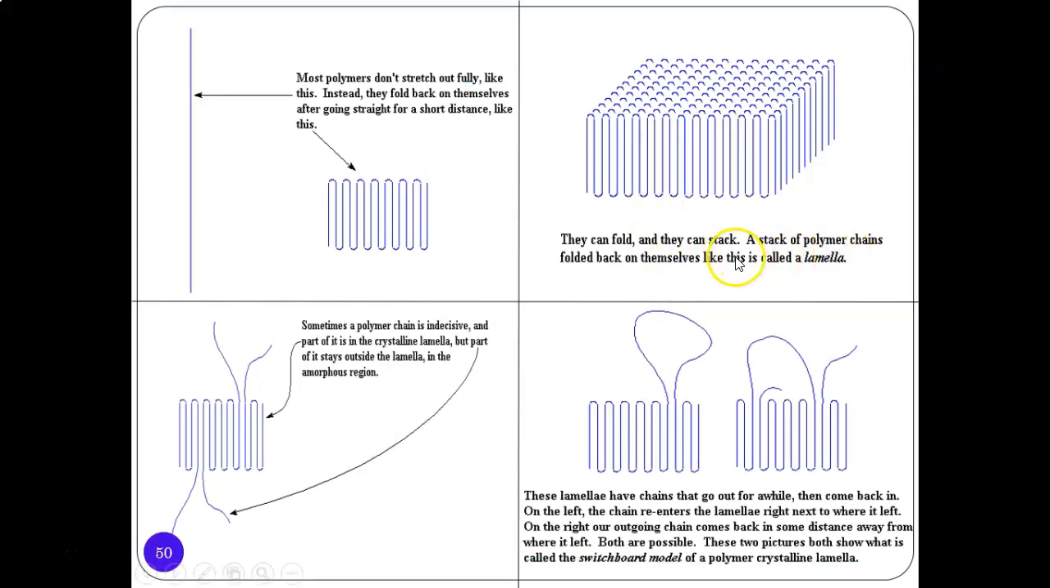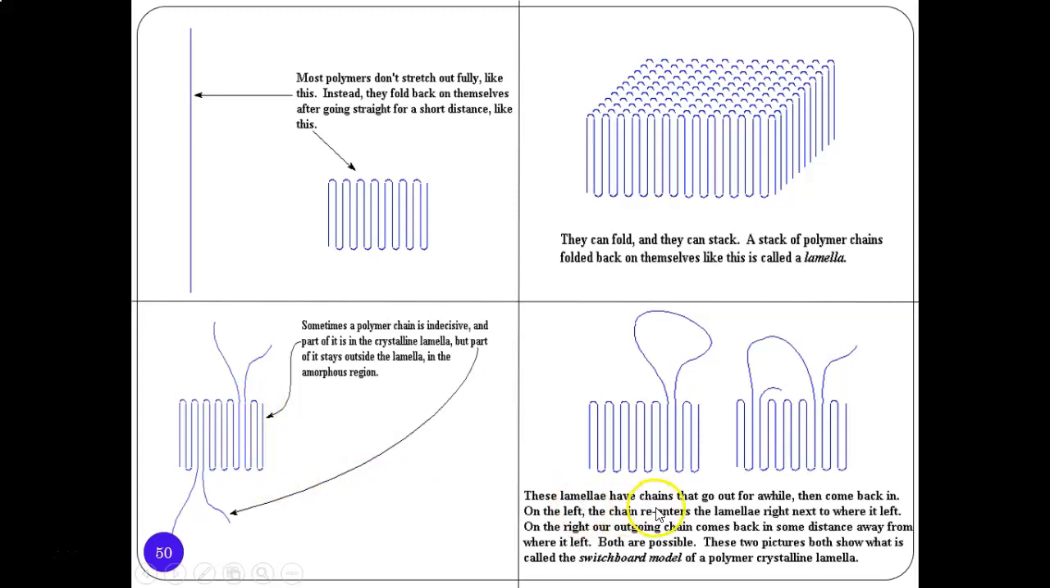They can fold and they can stack. A stack of polymer chains folded back on themselves like this is called a lamella. A lamella consists of crystallized polymer, and it is a very thin platelet. The chain folds back and forth within an individual plate. We call it the chain folded model. Sometimes a polymer chain is indecisive, and part of it is in the crystalline lamella, but part of it stays outside the lamella in the amorphous region. This one is the amorphous region, and this one inside is the crystalline region.